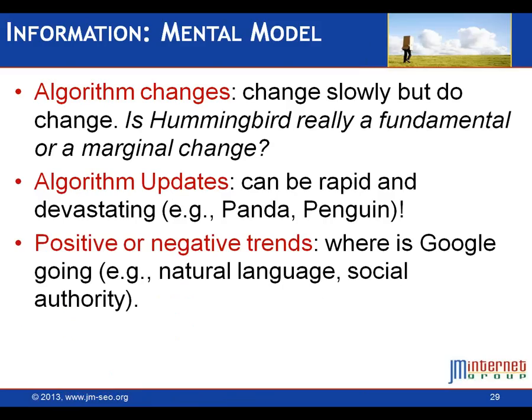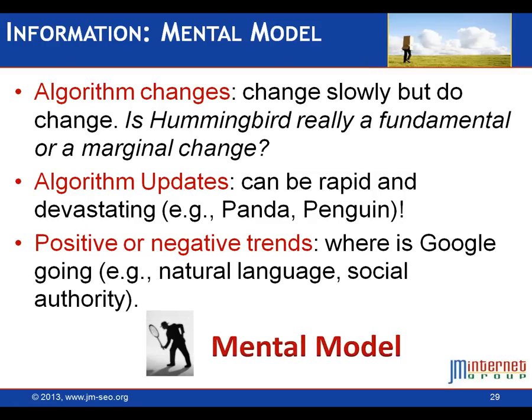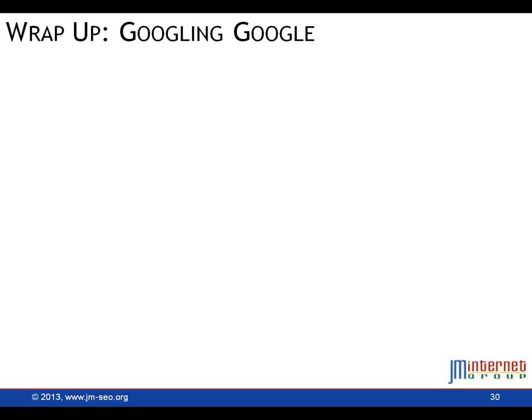Algorithm updates can be very rapid and devastating. When they roll out Penguin, it's pretty rapid. It has been very devastating to some people. So watch out for those. Matt Cutts in particular will give you some warnings of what's going on. Think about your positive or negative trends as they're going. So have that mental model and start to put the information that you're getting in there, and then you're going to take that back to your own company, your own SEO project, and you're going to implement.